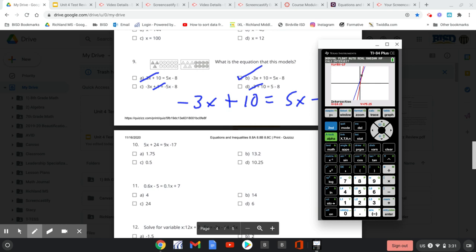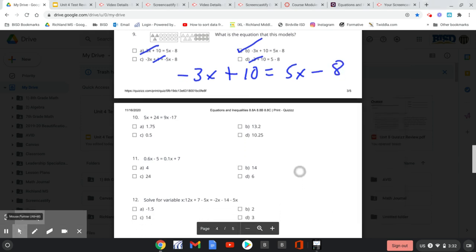We're going to do the same thing for 11. Hit y equals. And we're going to put 0.6x minus 5, enter. And we have 0.1x. That didn't work. 0.1x plus 7. I'm going to hit second trace 5. There's my lines. Enter, enter, enter. We know x is 24. So our answer is C.